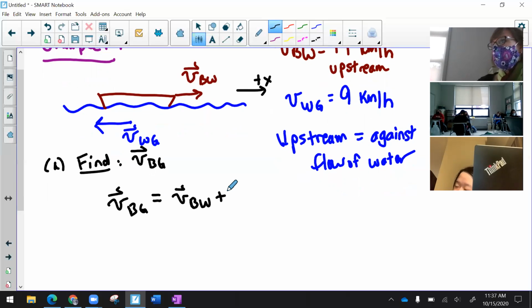But that's not what I need. So I need to add something to that. I need to add the velocity of the water with respect to something. And what do I have? With respect to the ground. So I'm going to add to that the velocity of the water with respect to the ground.